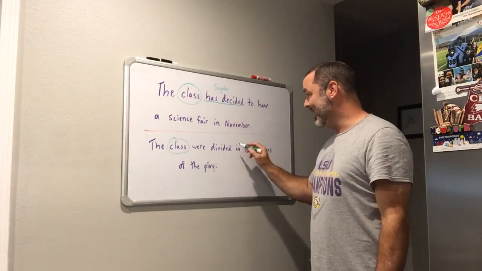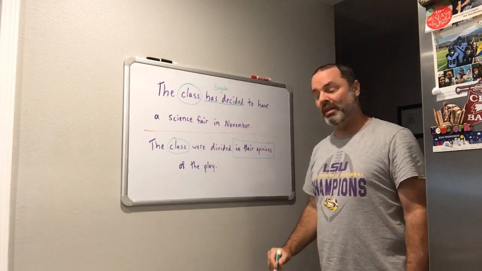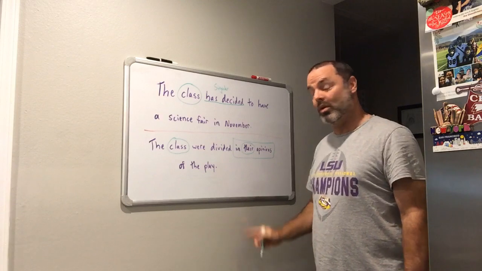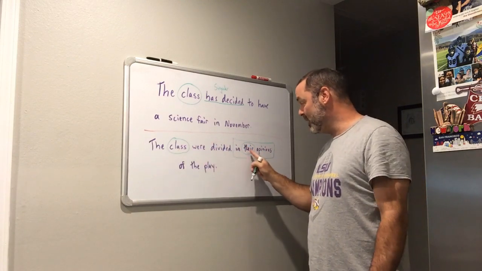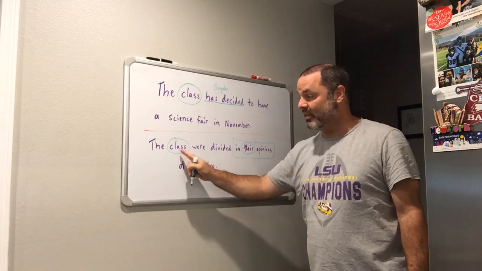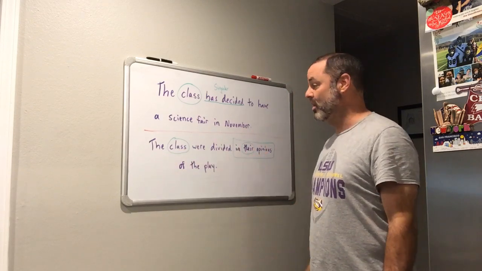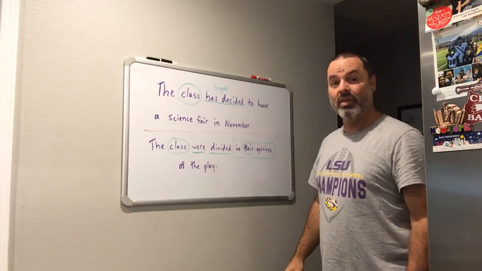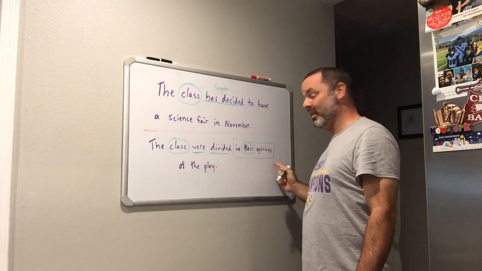is being used. And in this prepositional phrase right here, in their opinions, because this word right here, their, is plural, the antecedent to their is class. This is telling me when I say their that I'm referring to this as a plural noun, not as a singular noun. So in this case, I would need the plural verb, the plural predicate. The class were divided in their opinions.